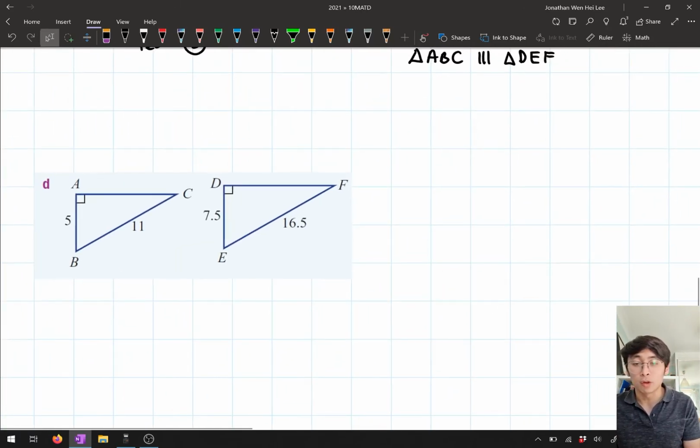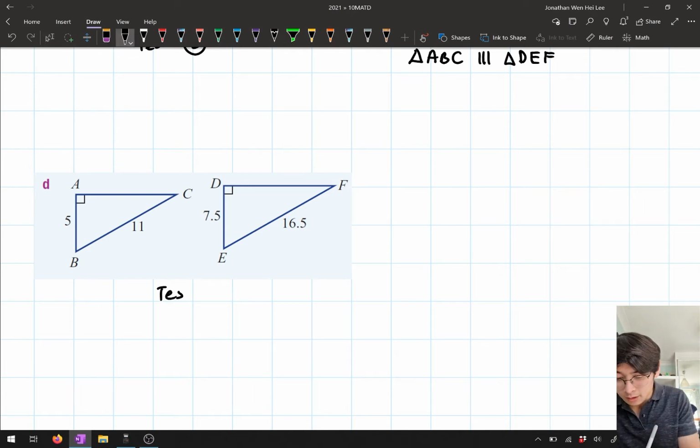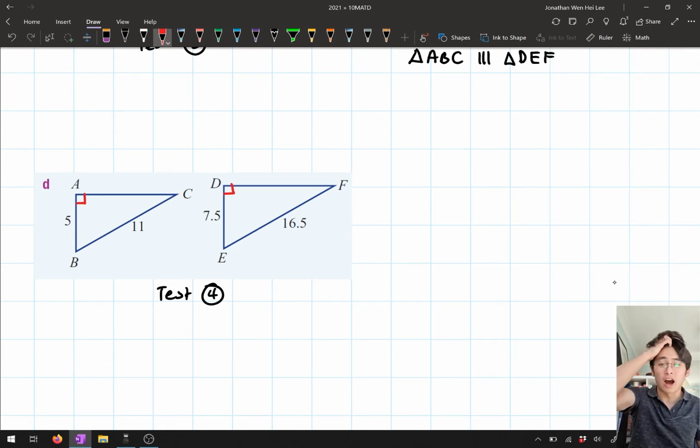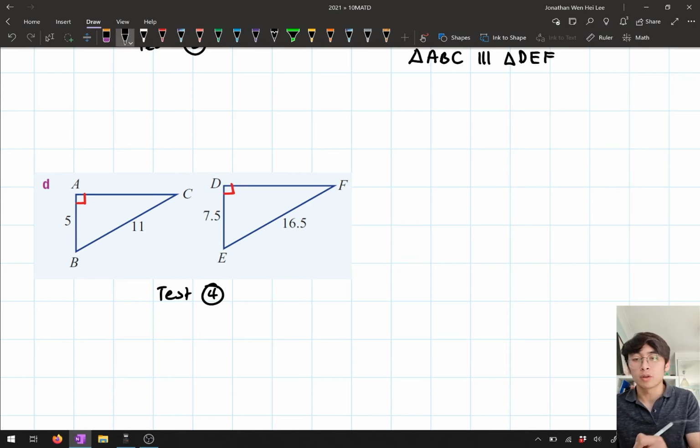Now here, if you have a look, there's an immediate clue that tells you need to use test 4. The immediate clue here for me is this right angle over here. So that usually tells you need to use the RHS, where we've got a right angle and a hypotenuse and another side in equal proportion. So that's test number 4. Now let's lay out the important pieces of information here.